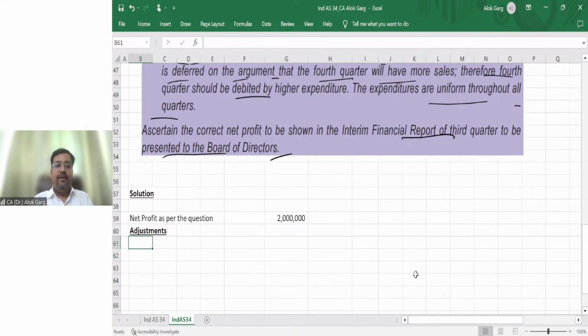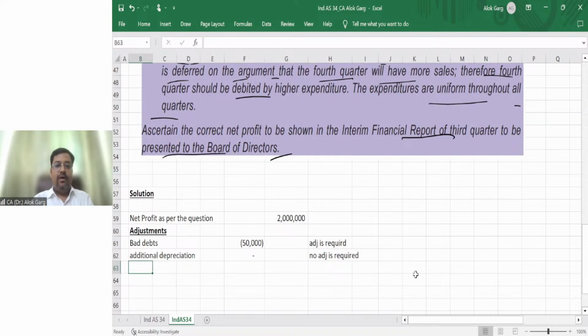What is the first adjustment? Bad debt. The company has deferred the bad debt of 50,000 rupees to the next quarter. 50,000 needs to be deducted. Second adjustment, additional depreciation. Nothing. For bad debt, of course, adjustment is required. Additional depreciation, no adjustment is required.